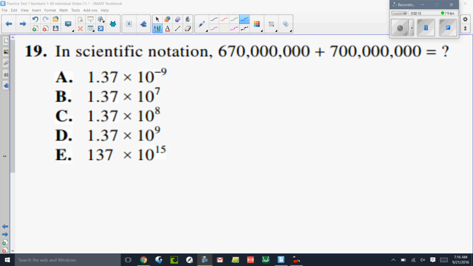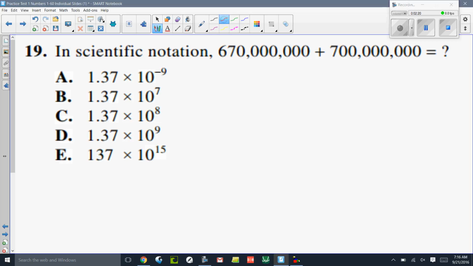Next question I want to look at here is number 19. This was the next low scoring question on our practice test. We can take a look at reviewing scientific notation. In this case, both these very large numbers could be written in scientific notation. Remember, to write a number in scientific notation, we move the decimal until our leading number is between 1 and 10, not equal to 10.